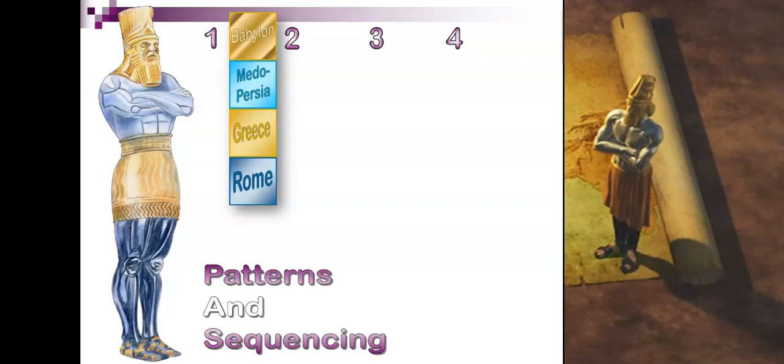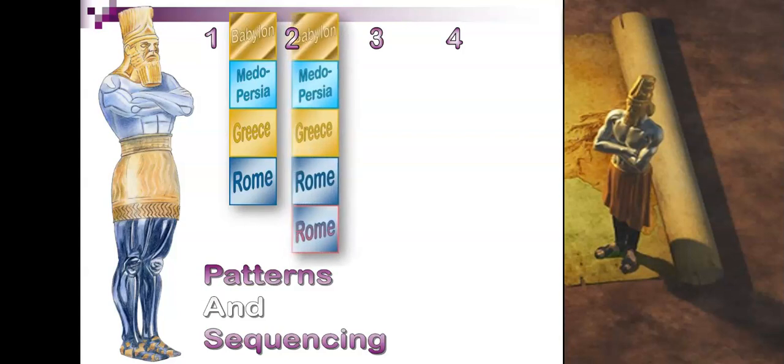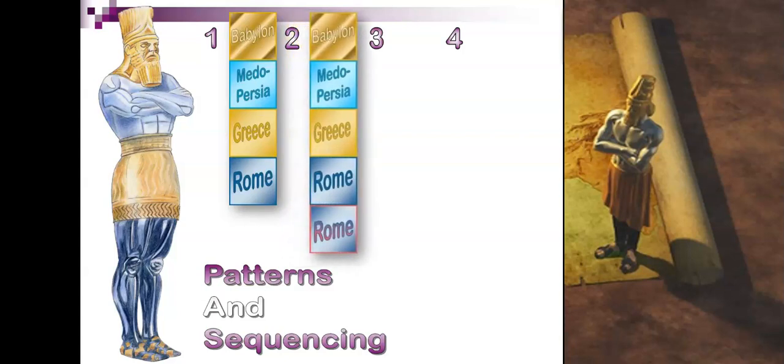Okay, Carol Ann, can you help us with number 2? And this would be happening in Daniel chapter 7. What should it be? Okay, it should be Babylon, Medo-Persia, Greece, Rome, Rome. Correct? Let's check it out. She's right. That's what you're going to find in Daniel chapter 7.